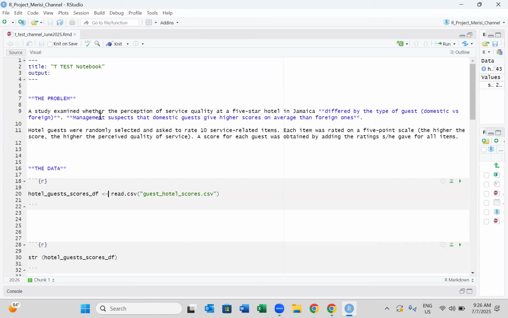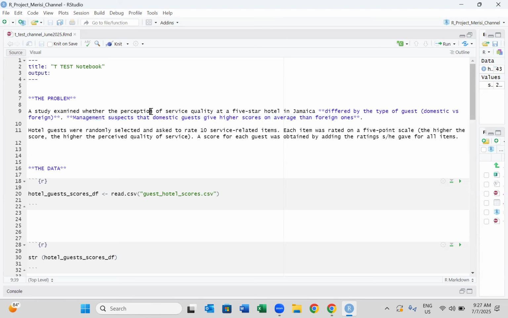The specific problem we're facing here is related to a hotel and two types of guests, domestic guests and foreign guests. They wanted to compare the ratings given by the two types of guests, domestic versus foreign. The management of that hotel had a specific claim in mind: they suspected that domestic guests give higher scores on average than foreign ones. That's the claim they wanted to test.